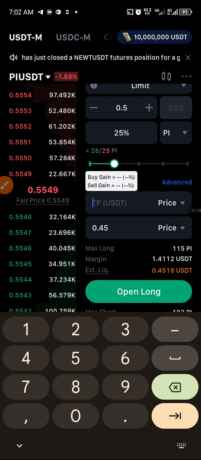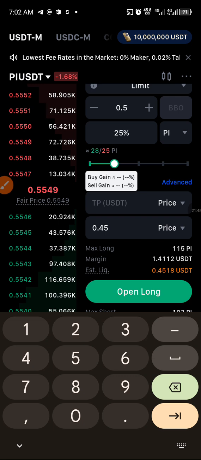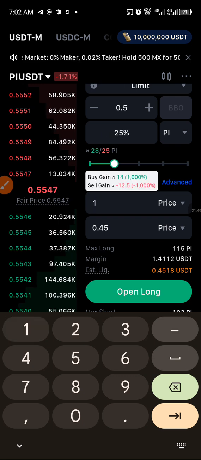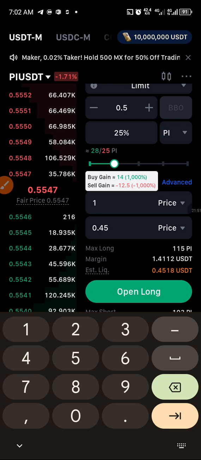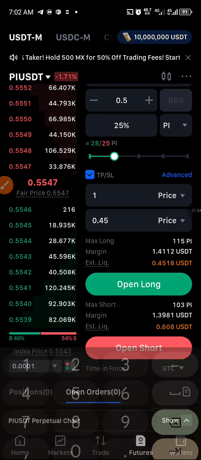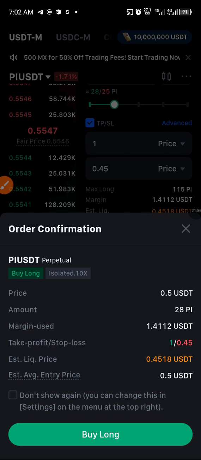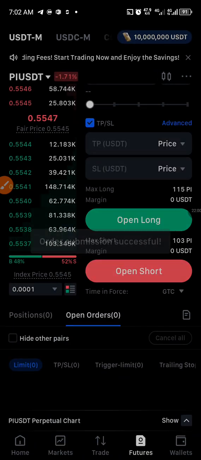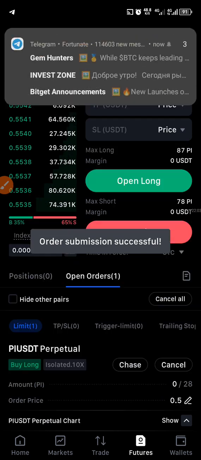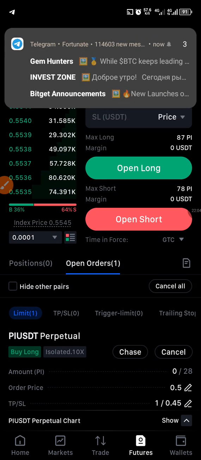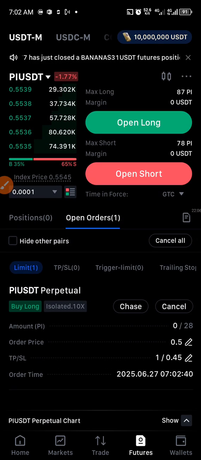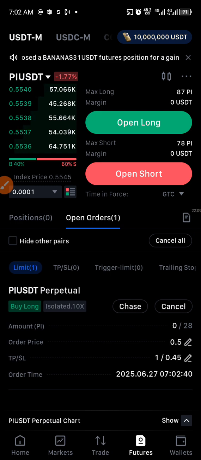So if you want, okay, you entered at 0.5, let's assume you want to take profit, you want to secure your profit when the price gets to 1 USDT. So just input the 1 here, then you can now click on open long. All those things have been set there, so it's already set. Okay, so that is how this one works.